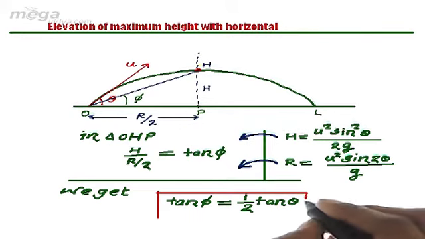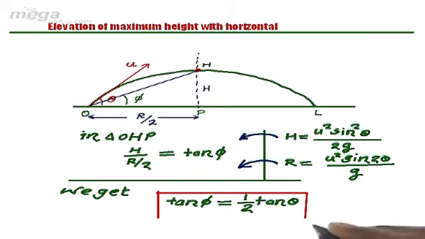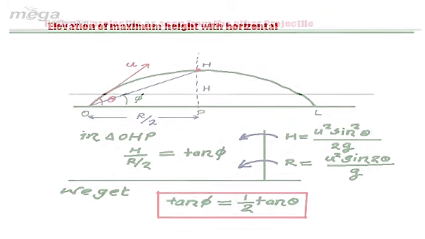And this was our main target. So students, I think you are now clear about the elevation of a projectile when seen from the ground. So the elevation comes to be phi equal to tan inverse of half tan theta, where theta is the angle of projection.